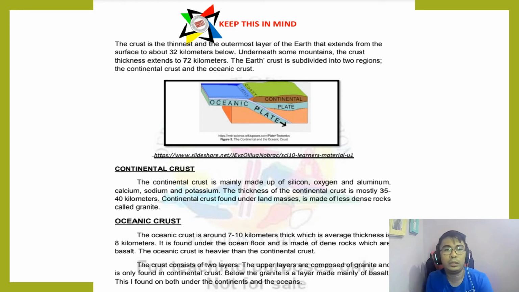And then after that, I want you to read, okay, more on this specific topic. Okay, paano sila nagkakaiba? So dito makikita natin yung descriptions sa continental crust. Okay, that the continental crust is mainly made up of silicon, oxygen, aluminum, calcium, sodium, and potassium. The thickness of the continental crust is mostly 35 to 40 kilometers, and the continental crust found under land masses is made up of less dense rocks called granite. For oceanic crust, it is around 7 to 10 kilometers in terms of thickness, with an average thickness of 8 kilometers. It is found under the ocean floor and made up of dense rocks, which are basalt. Oceanic crust is heavier than the continental crust.